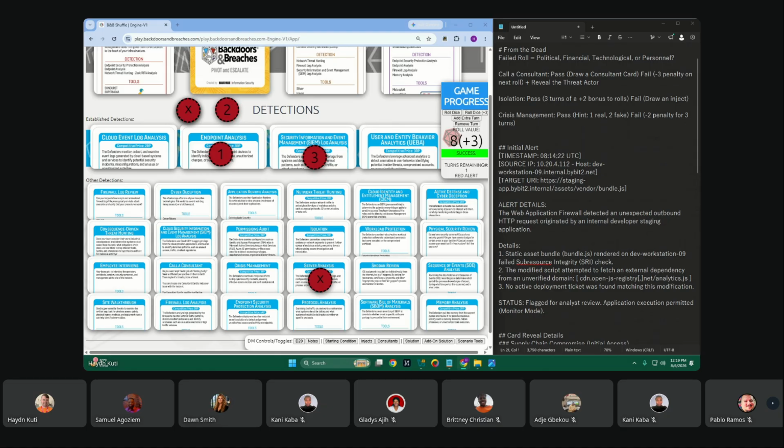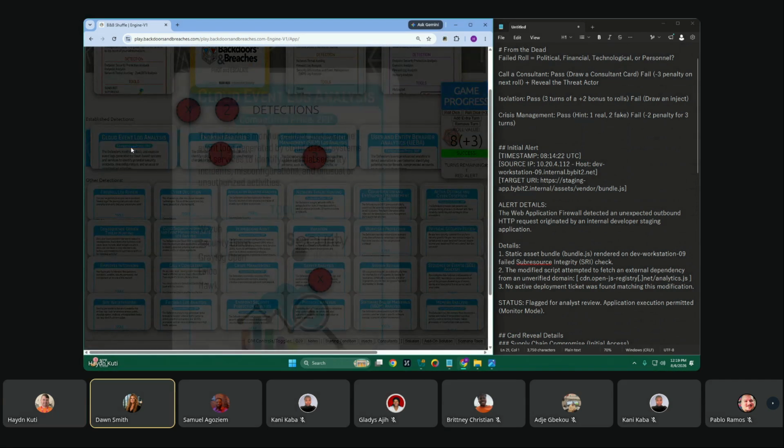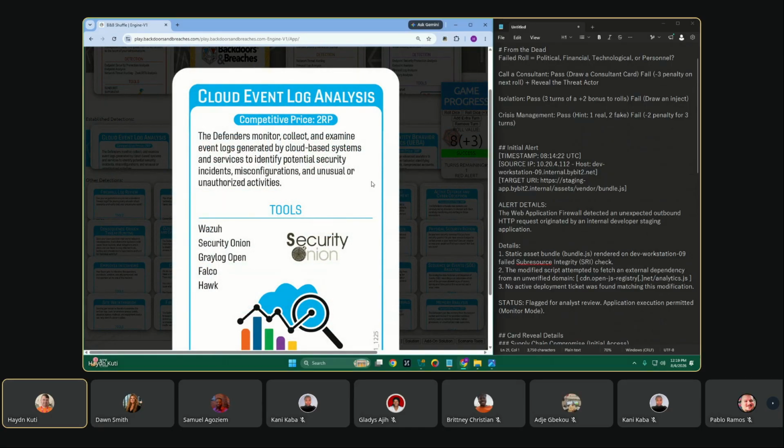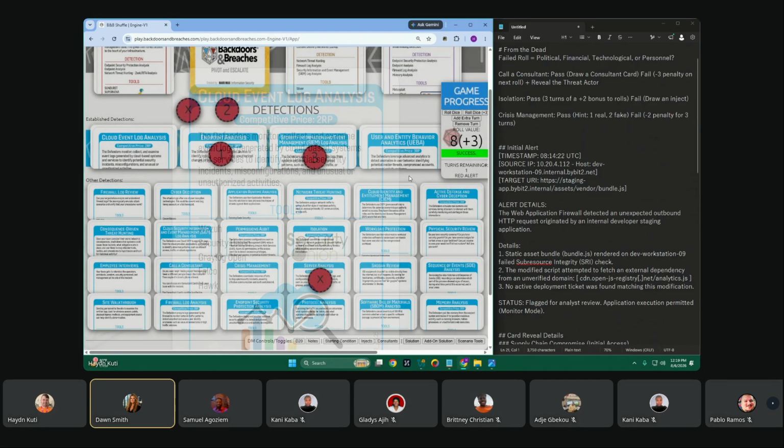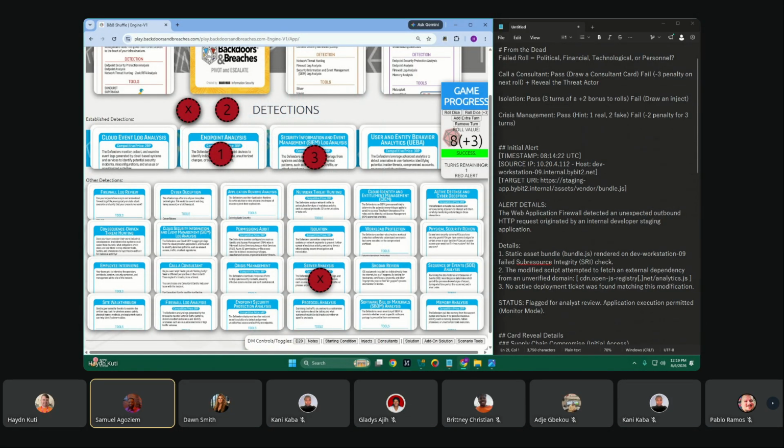That's what teams are for. Isn't that going to show us deployment, how. Cloud event log: collect and examine event logs generated by cloud-based systems and services to identify potential security incidents, misconfigurations, or unusual or unauthorized activities. I'm still thinking we look at cloud for the behavior. Okay, but I wanted to check that sequence. Is it showing the kind of impact? Is it also showing the impact?